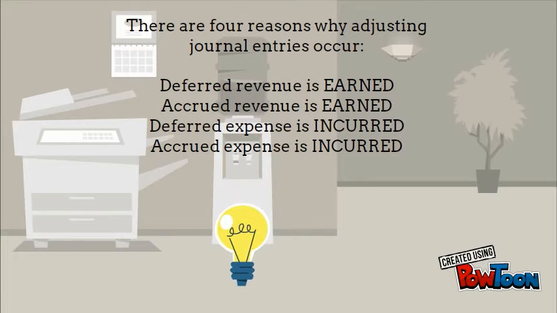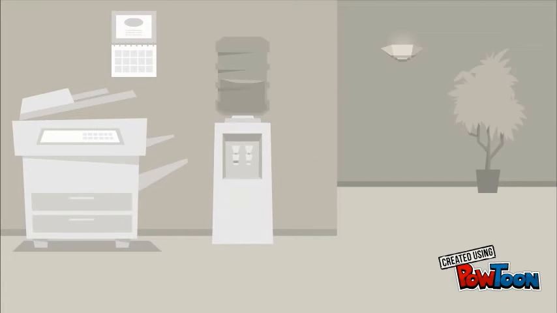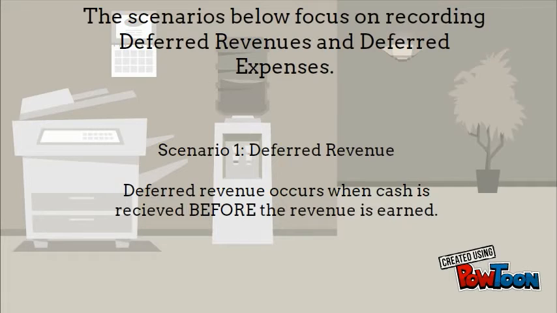There are 4 reasons why adjusting journal entries occur. Deferred revenue is earned, accrued revenue is earned, deferred expense is incurred, accrued expense is incurred. The scenarios below focus on recording deferred revenues and deferred expenses.